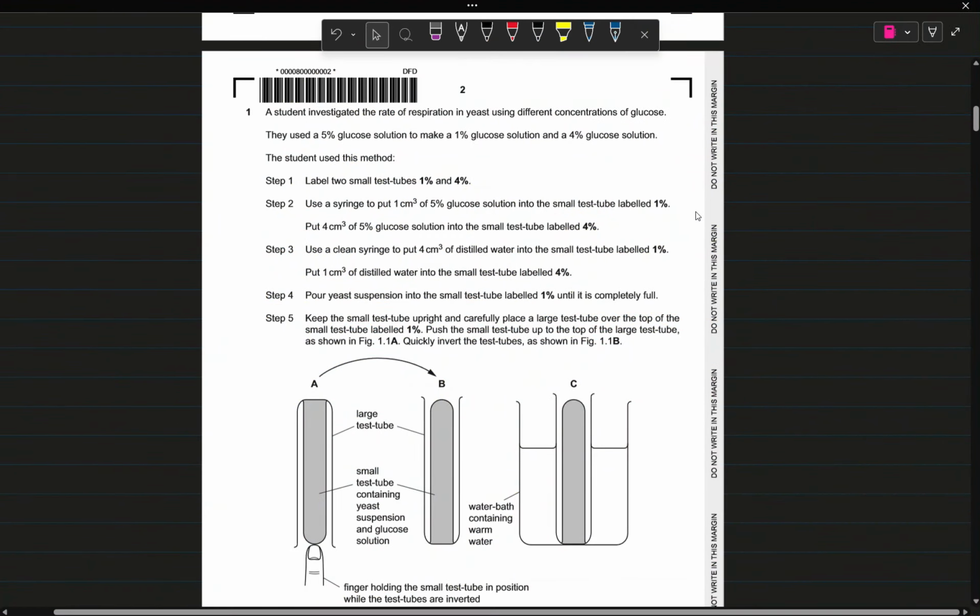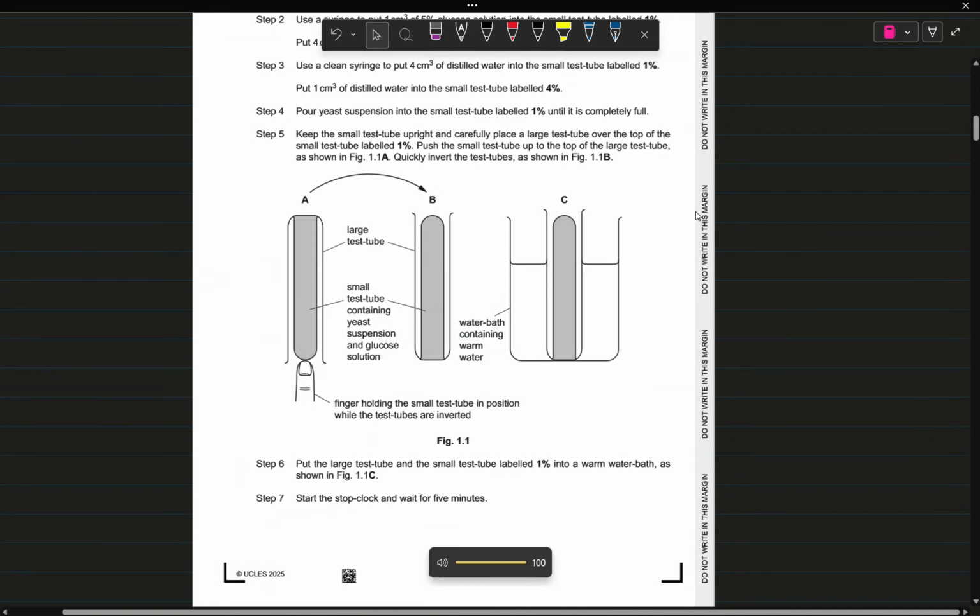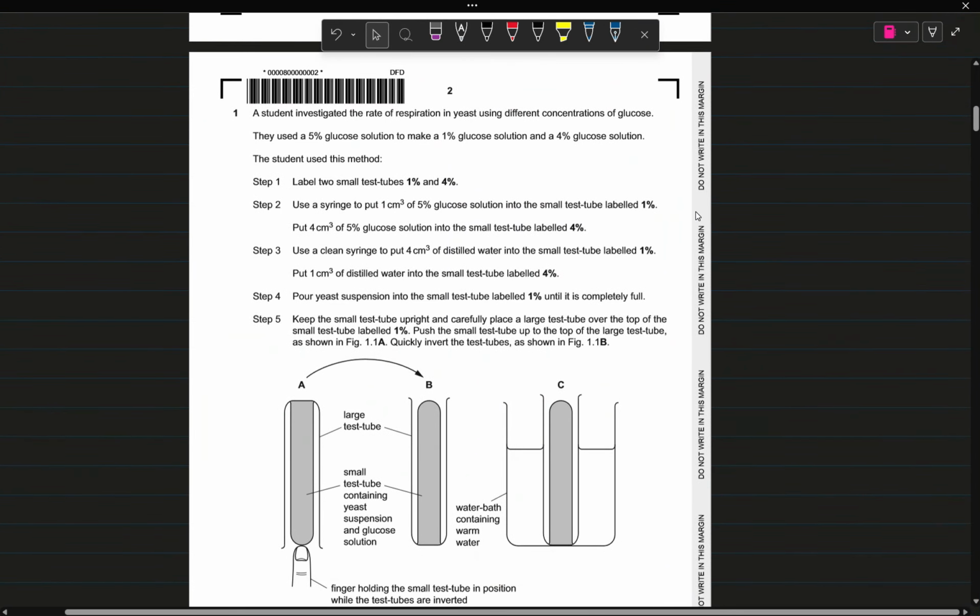So here we have question number 1, of course, the classic multi-step investigation question. So let's just read it step by step and understand what's really going on. A student investigated the rate of respiration in yeast using different concentrations of glucose. They used a 5% glucose solution to make a 1% glucose solution and a 4% glucose solution. Okay, the student used this method.